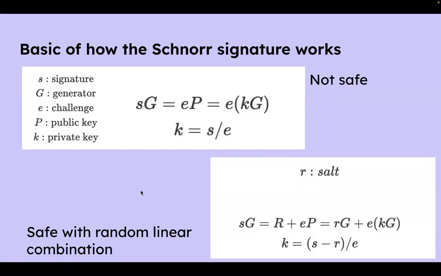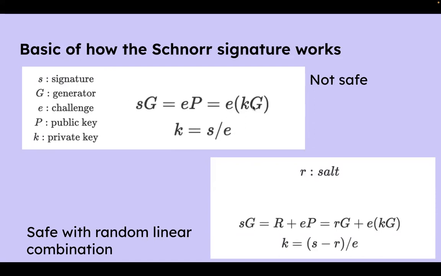First of all, this is just a basic of the Schnorr signature, and it is the easiest elliptic curve based signature scheme. For example, you have a public key P, and what we want to do is sign a challenge value E using my private key. Here my private key is K. So how about if I make a signature using S equals challenge times K, my private key?